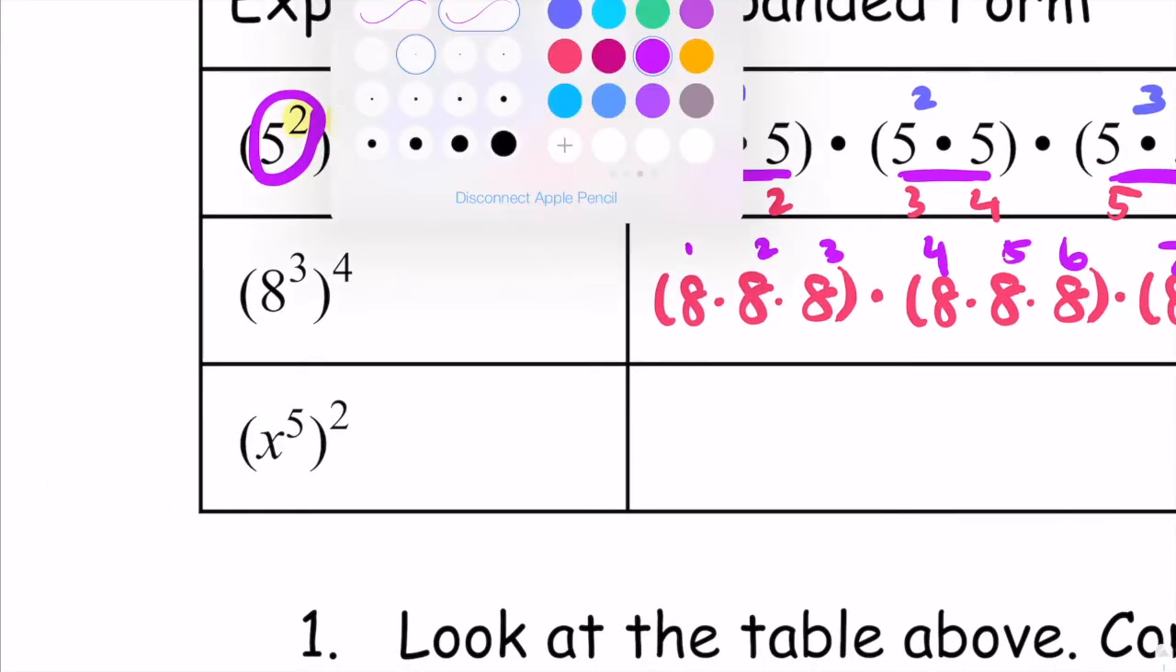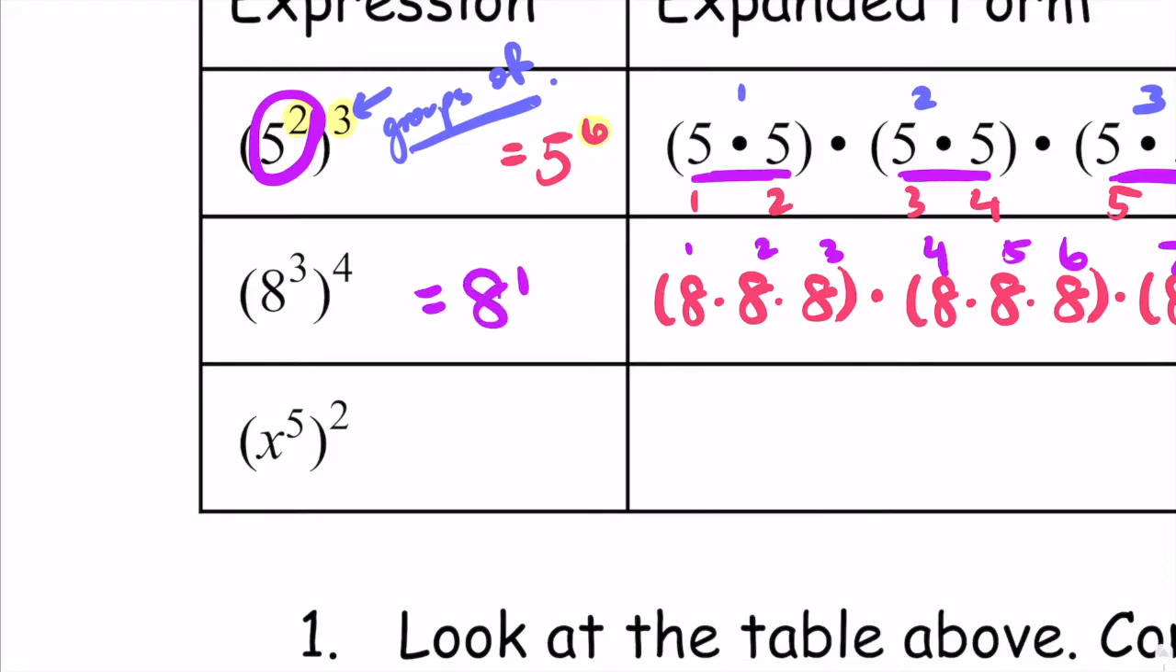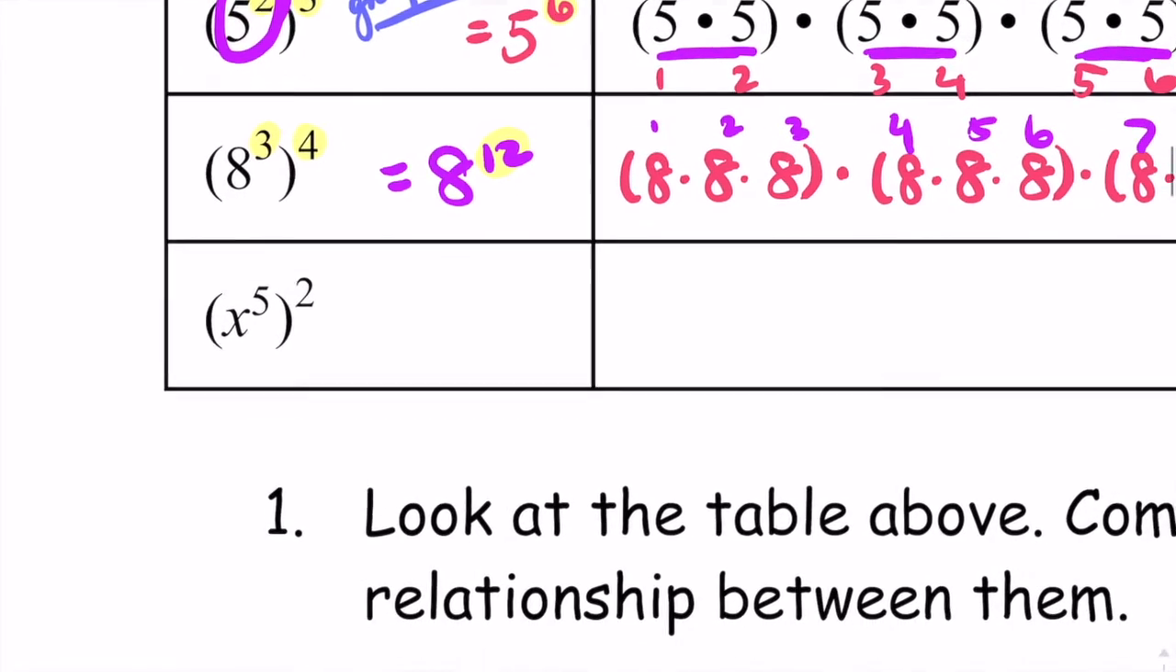So once again, take a look at your exponents, and I get 8 to the 12. How do you think I went to that? So hopefully you guys have a pretty good understanding of what this rule is going to be. Let's see if we're right. We'll do one last example, and then we'll see.